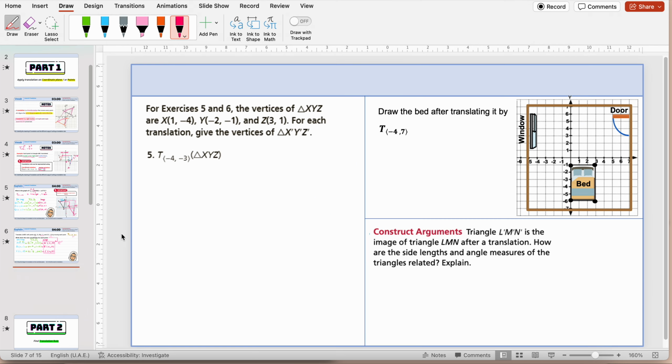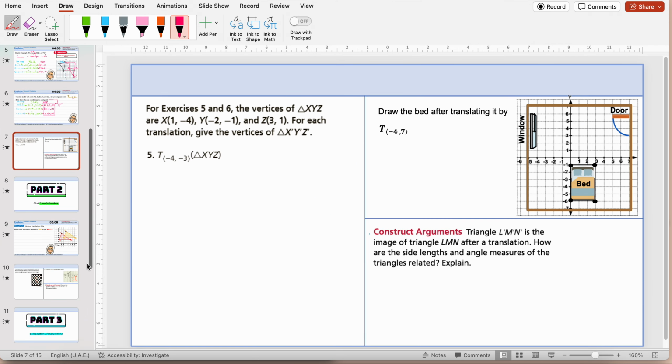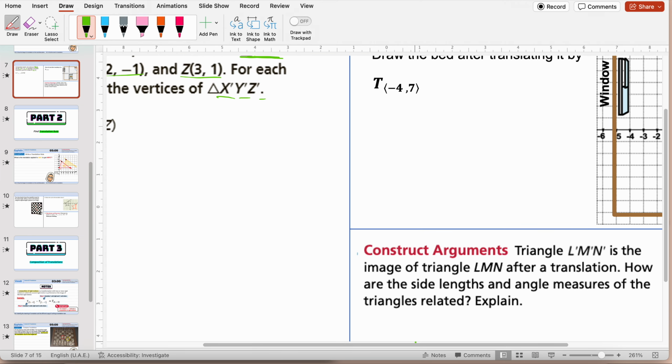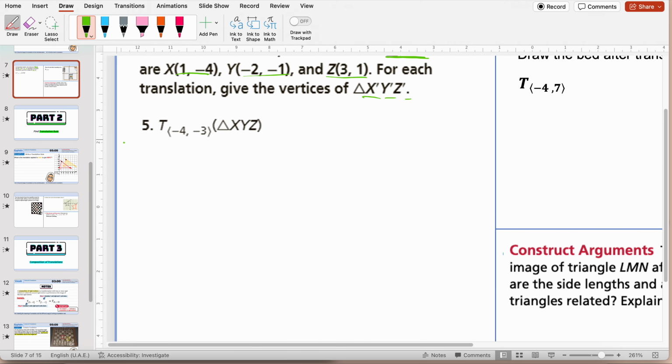Okay? So let's do more examples on this lesson, in this part, and then I'm going to talk about the other parts. So suppose you have this one. Again, same idea. 3 points they gave you for the triangle XYZ. For each translation, give the new vertices x prime, y prime, z prime. How can I do that? Again, write down your points. Let me use the same colors.